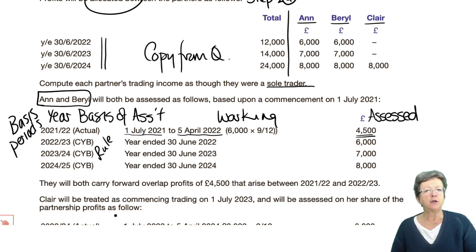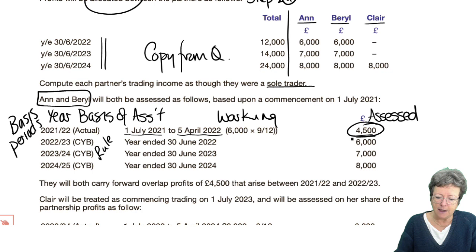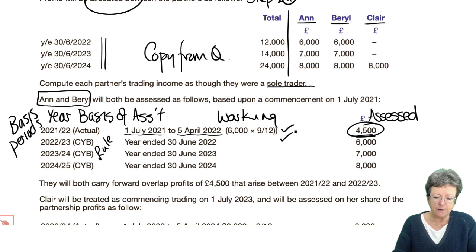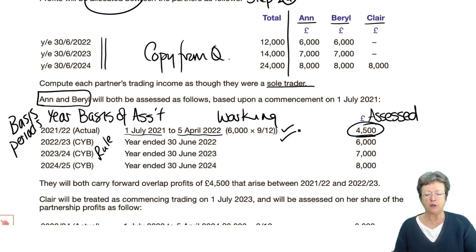Then she's clearly on a current year basis, both of them are, because there is a set of accounts in year 2 with a year end that is June 22. It is 12 months long, and then we're straight on to current year basis. And they have overlap profits because that 4,500 is being assessed twice. It's being assessed there, and therefore they have overlap profits of 4,500.